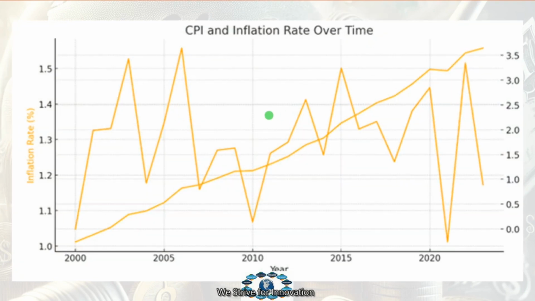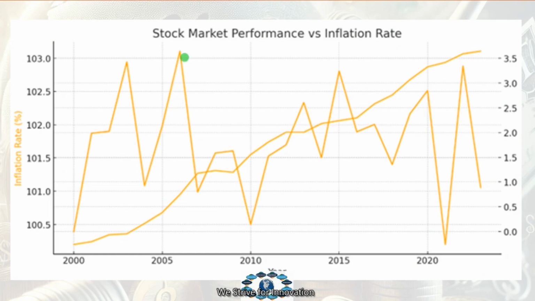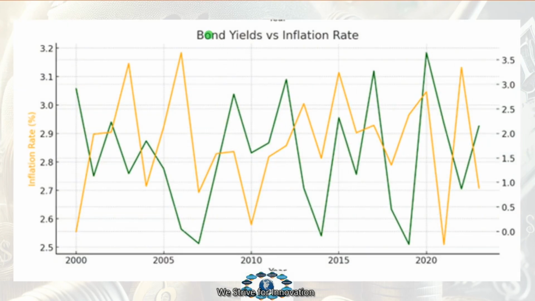Here are some charts for you to benefit from, and see CPI, which is the Consumer Price Index, and inflation rate over time, year by year. As the inflation rate increases, you can see the CPI goes up as well. And also here, stock market performance versus inflation rate, almost similar to the CPI, just for your own information.